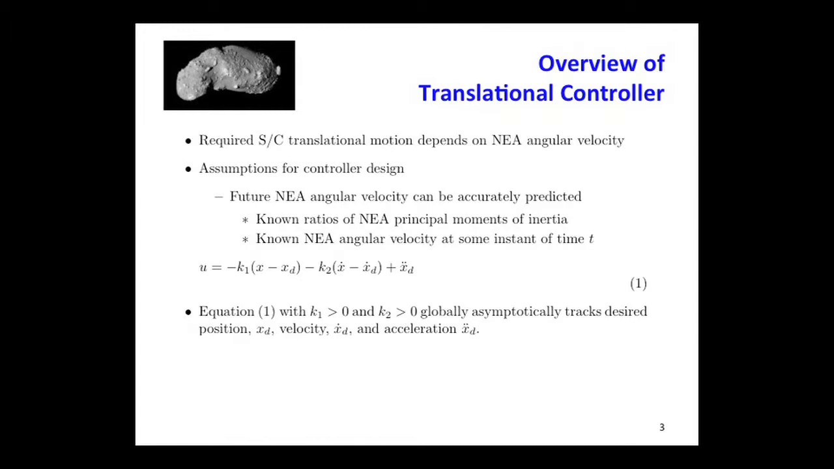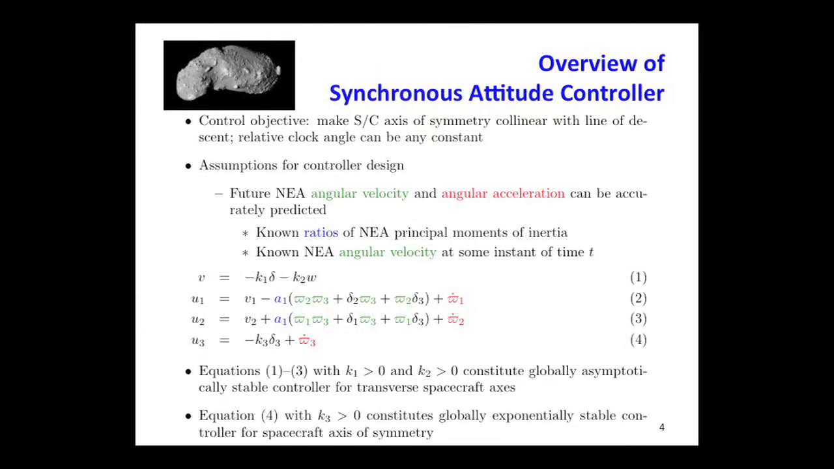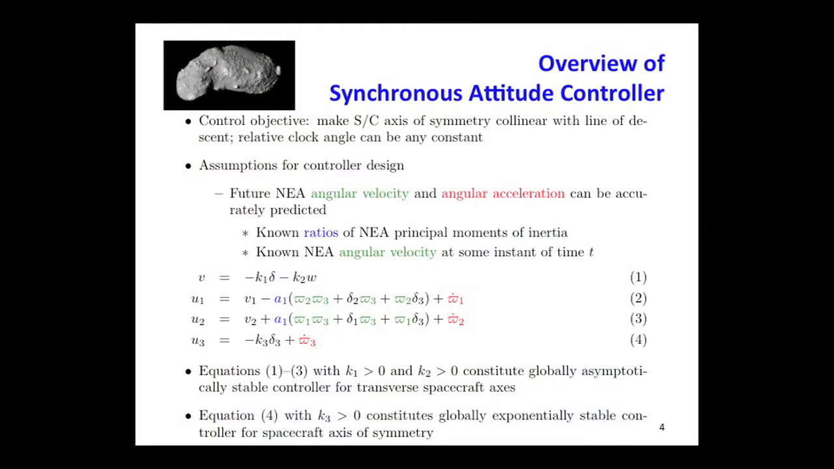The second controller I'm going to show is for synchronizing the attitude. So the objective of this controller is to make sure that the axis of symmetry of the spacecraft is aligned with the line of descent. We don't worry about the clock angle about the axis of symmetry because we assume that the capture mechanism is such that you can have a successful capture in any kind of clock angle. Again, we assumed the same 2 assumptions as before, knowing the ratio of principal moments of inertia and also the angular velocity at some time, t.